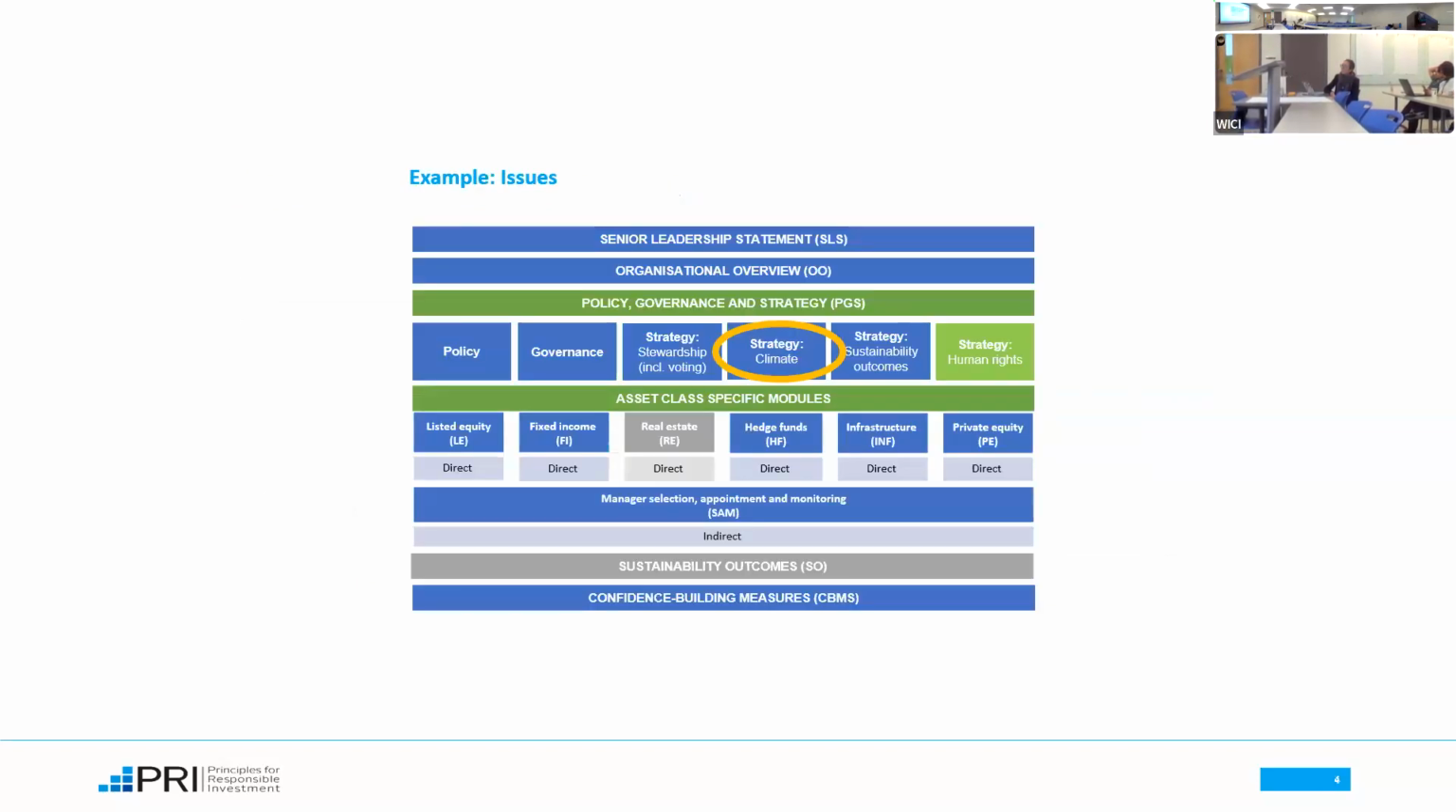There's a lot of issues, and that's where I'll come to this item here. PRI asks these investors a lot of questions on their environmental and social and governance commitments, and you'll see we don't have time to really go through it all, but it's a very unique reporting framework in the sense that the whole investor base is not homogeneous.